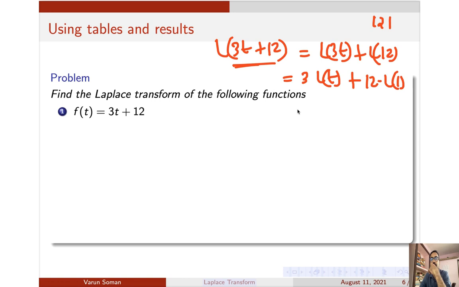Now can you tell me the transform of this? Look at the table. What's the transform of t? t is simply 1 by s square. You know that the transform of t raised to n is n factorial by s raised to n plus 1.